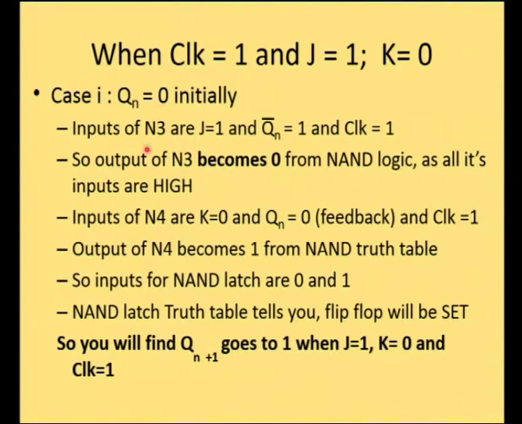In that case, the inputs of N3 are nothing but J equal to 1, the feedback Qn bar is equal to 1 and clock is also equal to 1. So, what happens to the output of N3? Yes, from the NAND logic you very well know it becomes 0. And what about the N4? The one of the input K is equal to 0, is it not? And hence the output of N4 is nothing but 1. So, what are the inputs to the NAND latch?